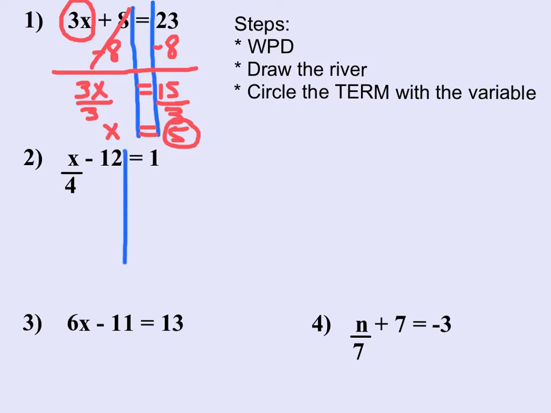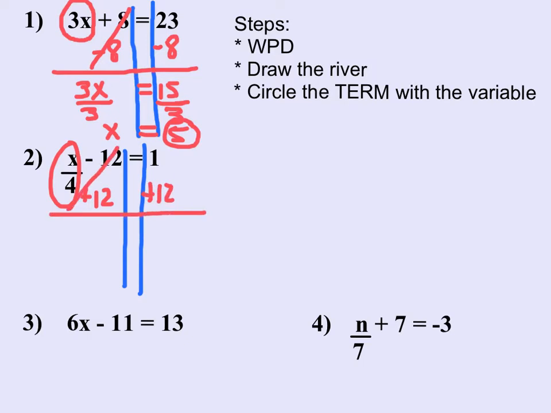All right, so let's draw the river. Circle the term with the variable. The x over 4 is stuck together, so we need to get rid of the minus 12. That means we're going to do plus 12 on both sides. That eliminates our plus and minus 12, so we're left with x divided by 4 equals 13. And then the last step, since we have x divided by 4, we need to do the opposite of divide, which is times. So we're going to multiply both sides by 4. And so we get x is equal to 52.